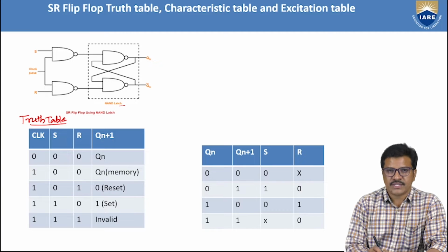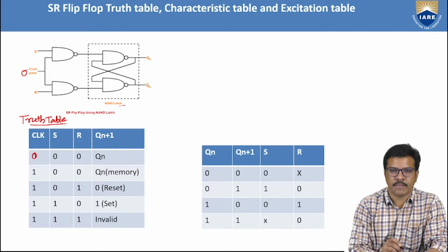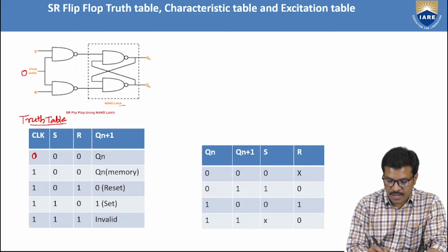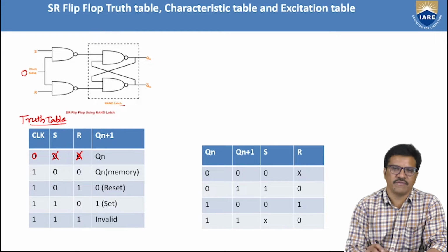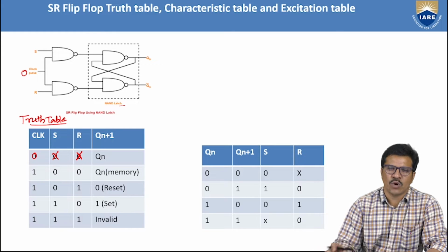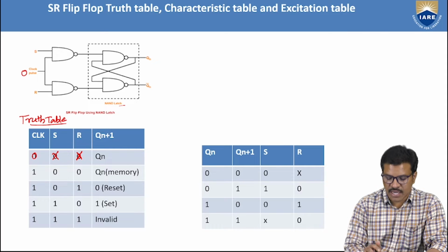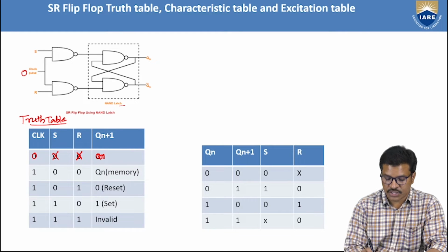In this truth table, when the clock is 0, that is, no clock is applied, then irrespective of the S and R inputs of the SR flip-flop, the output will remain in the same state. It won't change. There will be no transition from present state to next state. So irrespective of S and R, when the clock is 0, there is no change.